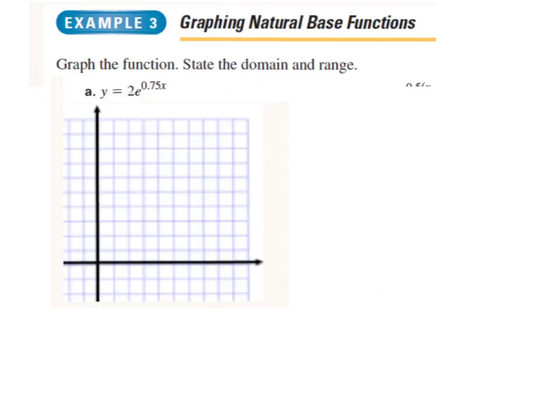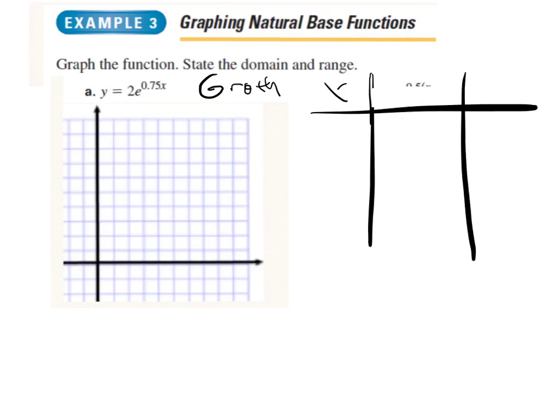Alright, so we're going to graph with the natural base, and if it has a positive exponent, like we have here with positive 0.75x, then we say it's growth. The first thing I want to do is create my x and y chart. Sorry, that was an ugly chart there. So I'll do that, x, y. Then we plug in what we've got there, 2e to the 0.75x.